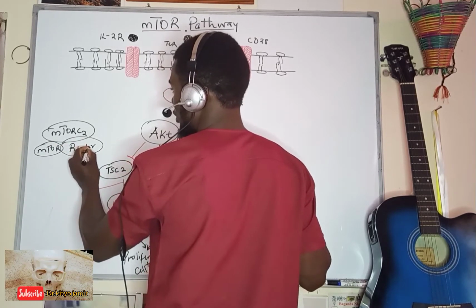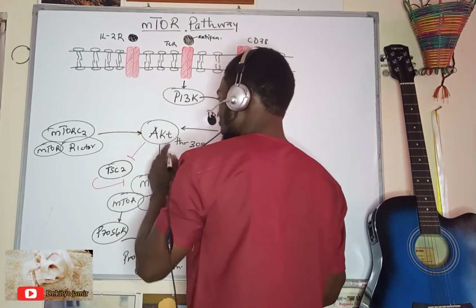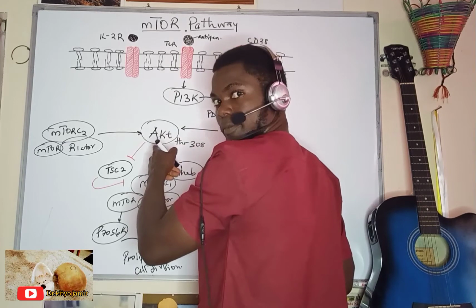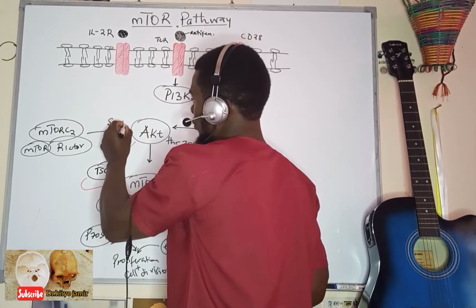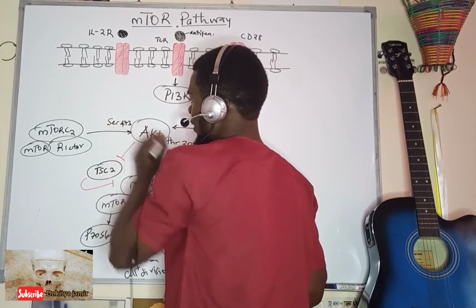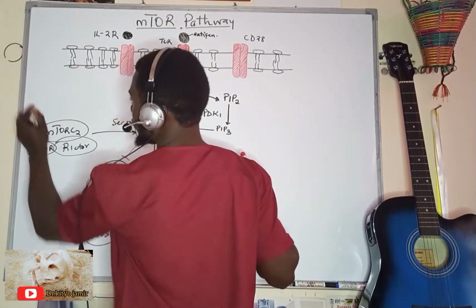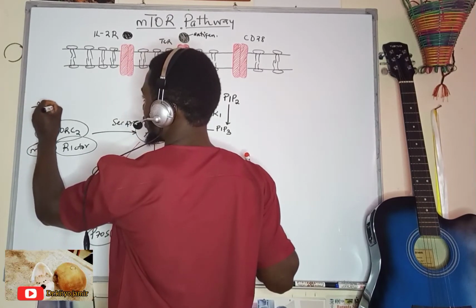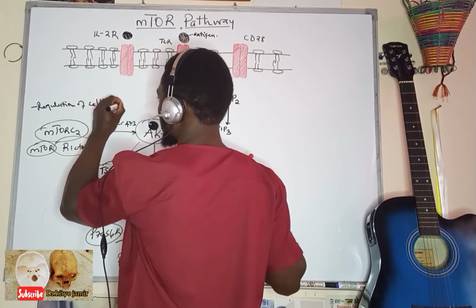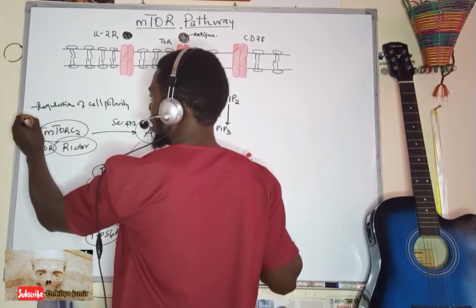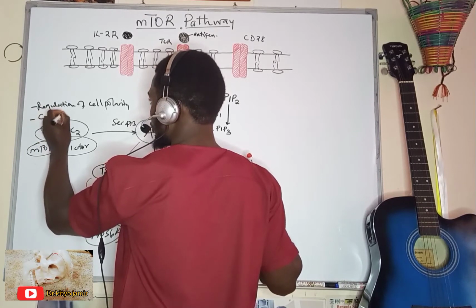So when this complex is formed, it's going to come and phosphorylate and activate the protein kinase B. This one is going to bind specifically on the serine residue 473. So once it binds there, we are going to have regulation of cell polarity and cytoskeletal formation.